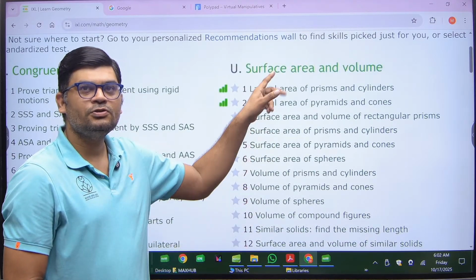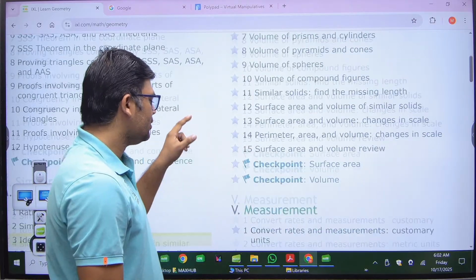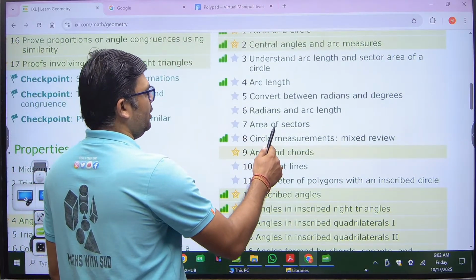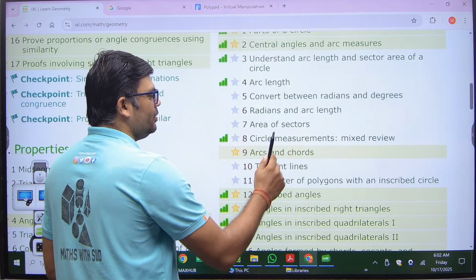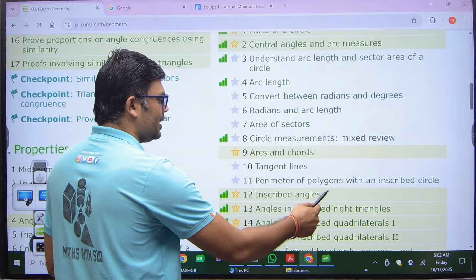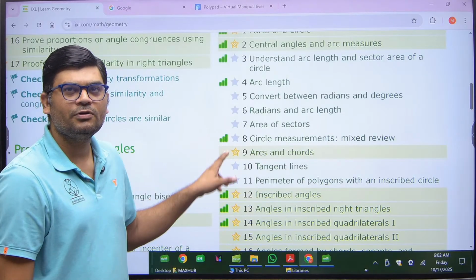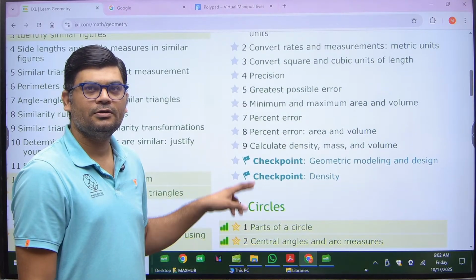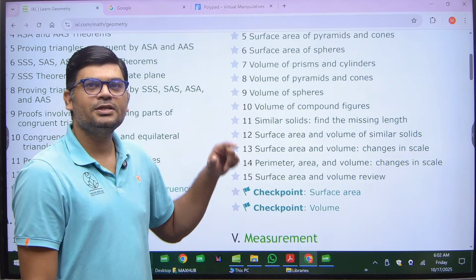It is in the U section. For circle, you can go here, and area of a sector you can see if it is there. Perimeter of polygons inscribed in a circle. If you want to see circular region, you can see the W part. You can just go through it yourself.